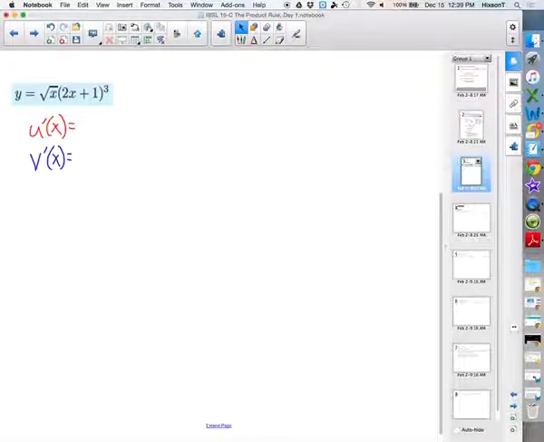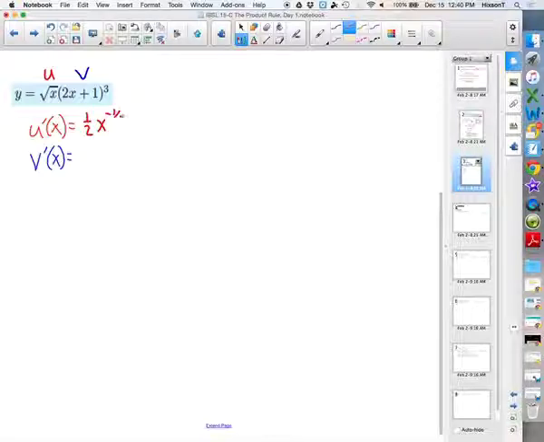So u is the root x. V is the (2x plus 1) cubed. All right. So what's u prime? 1/2 x to the -1/2. Good, negative 1/2.